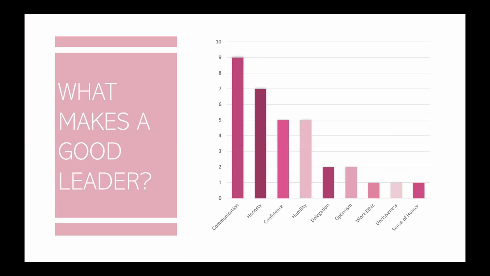So one of the last things that I asked my respondents was, what do you think is the most important quality in a leader? And I gave them these 9 responses that they could choose from, and communication and honesty were the most often chosen, with confidence and humility being a fairly close second. And that just really makes sense. It reflects a lot of my research.